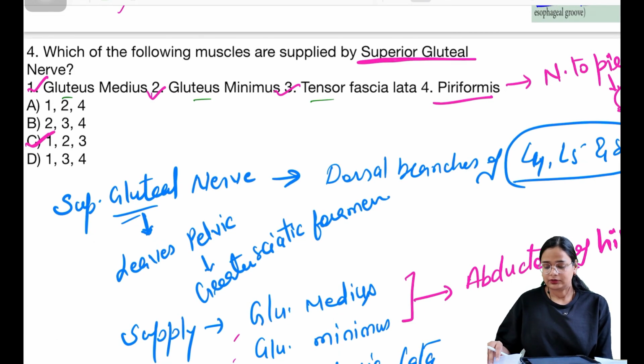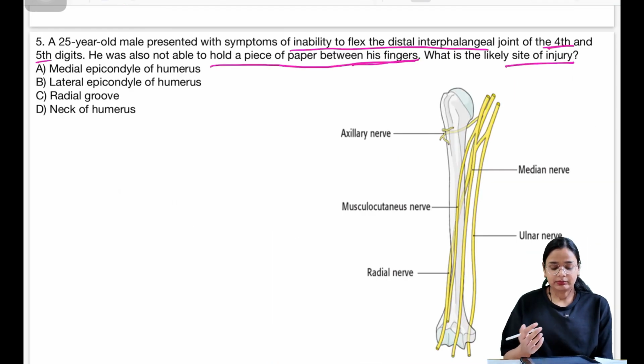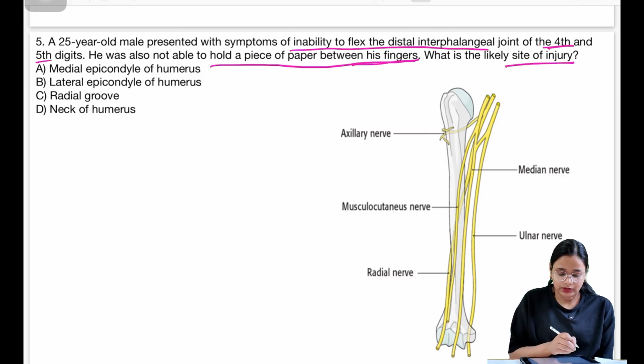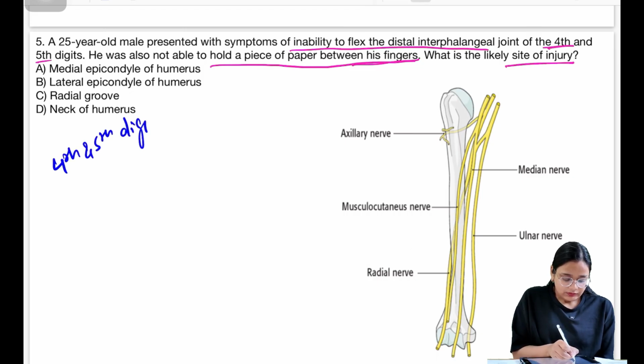Okay, a 5-year-old male presented with symptoms of inability to flex the distal interphalangeal joint of the 4th and 5th digit. He was also not able to hold a piece of paper between his fingers. What is the likely site of injury? So we have to tell the site of injury. Before telling the site of injury, we need to understand which muscle is injured, then only we can say which area is involved.